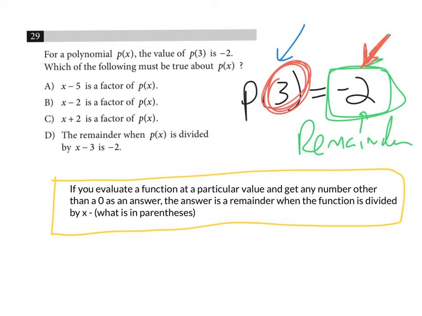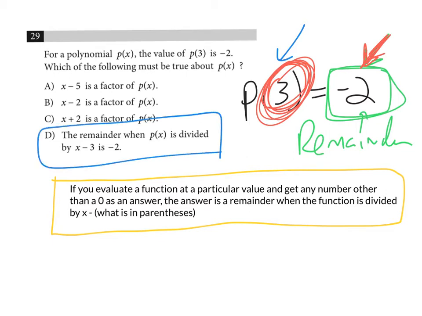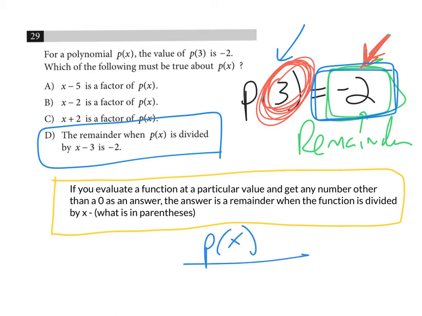So if you have a polynomial and you evaluate p of 3, as long as you don't get a 0... if you get a 0, it's like the last question that we did, which talked about a 0 of a function. If you evaluate p of 3 and get a 0, then your graph is going to cross the x-axis at 3 because it's a 0. But here, since p of 3 is equal to negative 2, the answer is going to be D. Negative 2 is going to be the remainder if the polynomial p of x is divided by x minus 3.